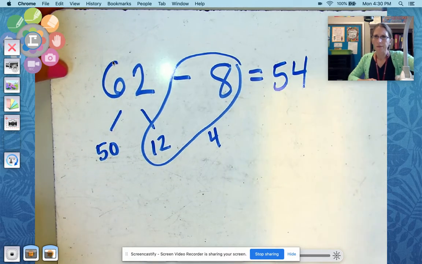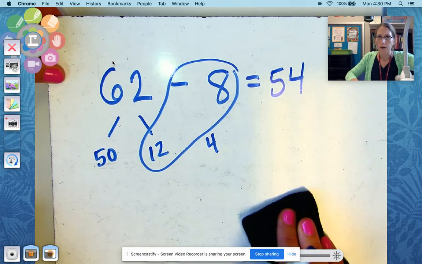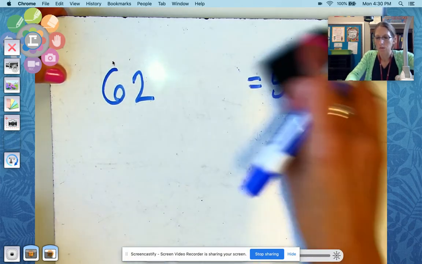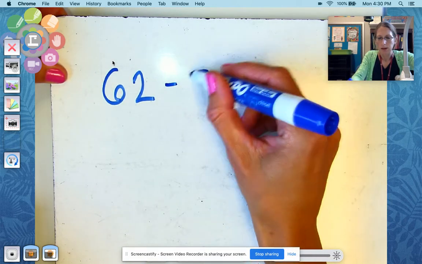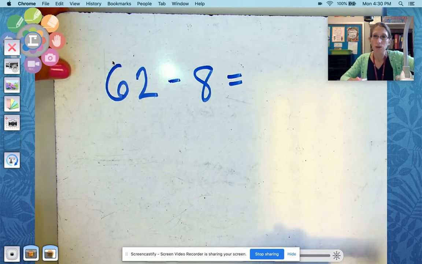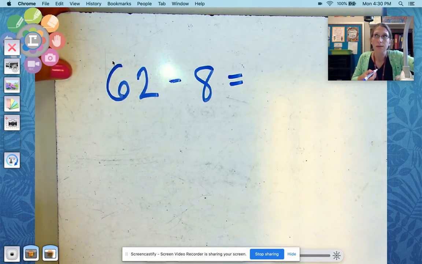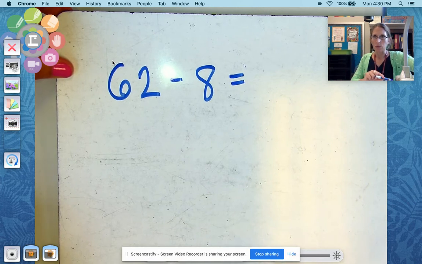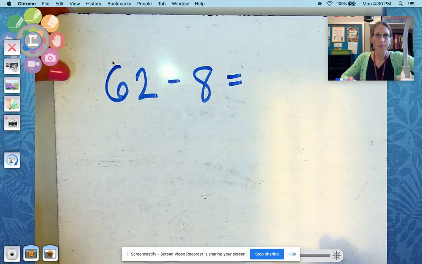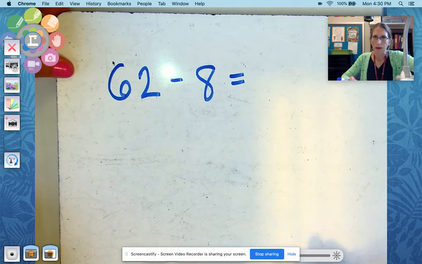Now, if that was kind of confusing for you, let's try a different way. 62 minus 8. So that was just one way of doing it. Now, sometimes with these mental math strategies, we just try a few different strategies and think about which way makes sense for me. So if that last way was confusing for you, you don't need to use it. But if you think, I think that made some sense, then try it.